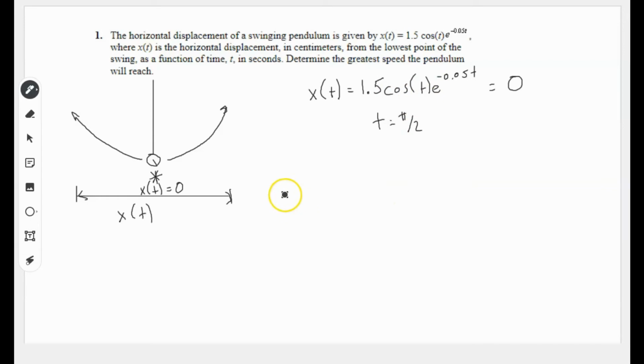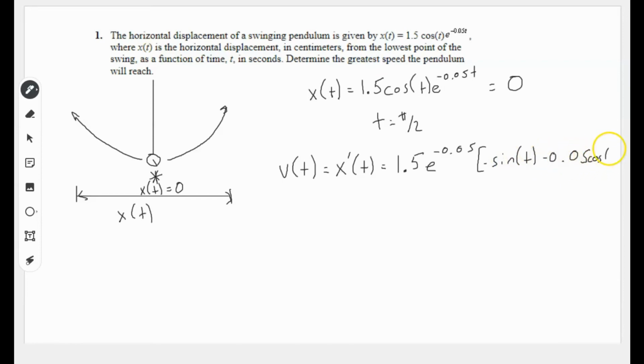So to figure out what that speed is then, we need to figure out first a function for that speed. And the function for that speed is the derivative of its position. So we need to find that derivative. Alright, so we have 1.5 times e to the minus 0.05t, all times minus the sine of t, minus 0.05 cos of t.